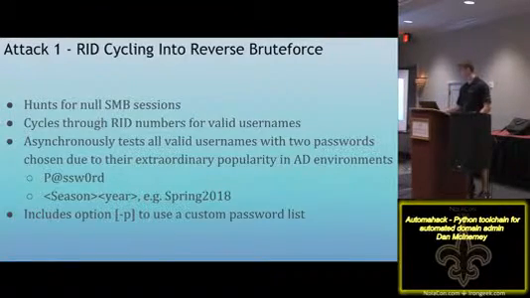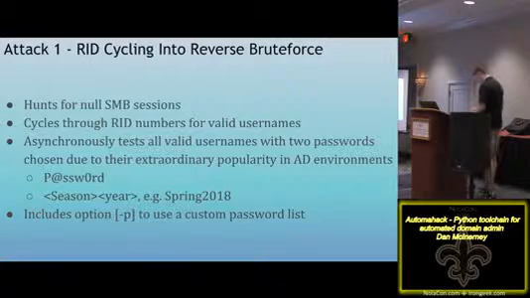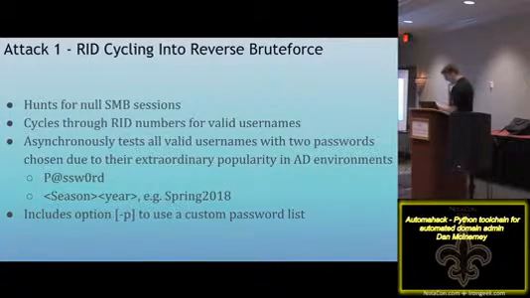The way it finds usernames to brute force is, A, it looks for null sessions, null SMB sessions, and B, if you give it a domain name, it'll go out to that domain, scrape email addresses, and then use the first half of the email address as the username, because that's pretty common in corporate environments. So RID cycling is pretty cool. It hunts for null sessions, first of all.